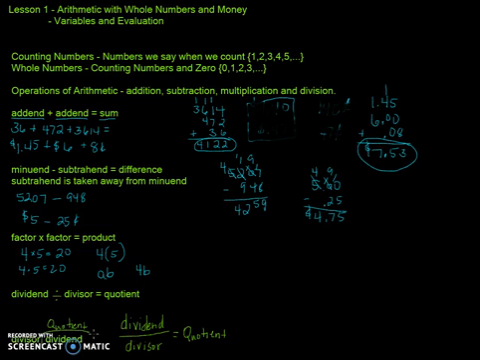Division. Okay, so the dividend divided by the divisor equals the quotient. Now, how does this look? If we have 20 divided by 4 equals 5. But if we wrote it like this, the dividend would be on the inside. The divisor's on the outside, and the quotient is up here. And the dividend is on top of the divisor if we write it like a fraction. 20 divided by 4 equals 5. Pretty easy. We're going to do some practice problems here.